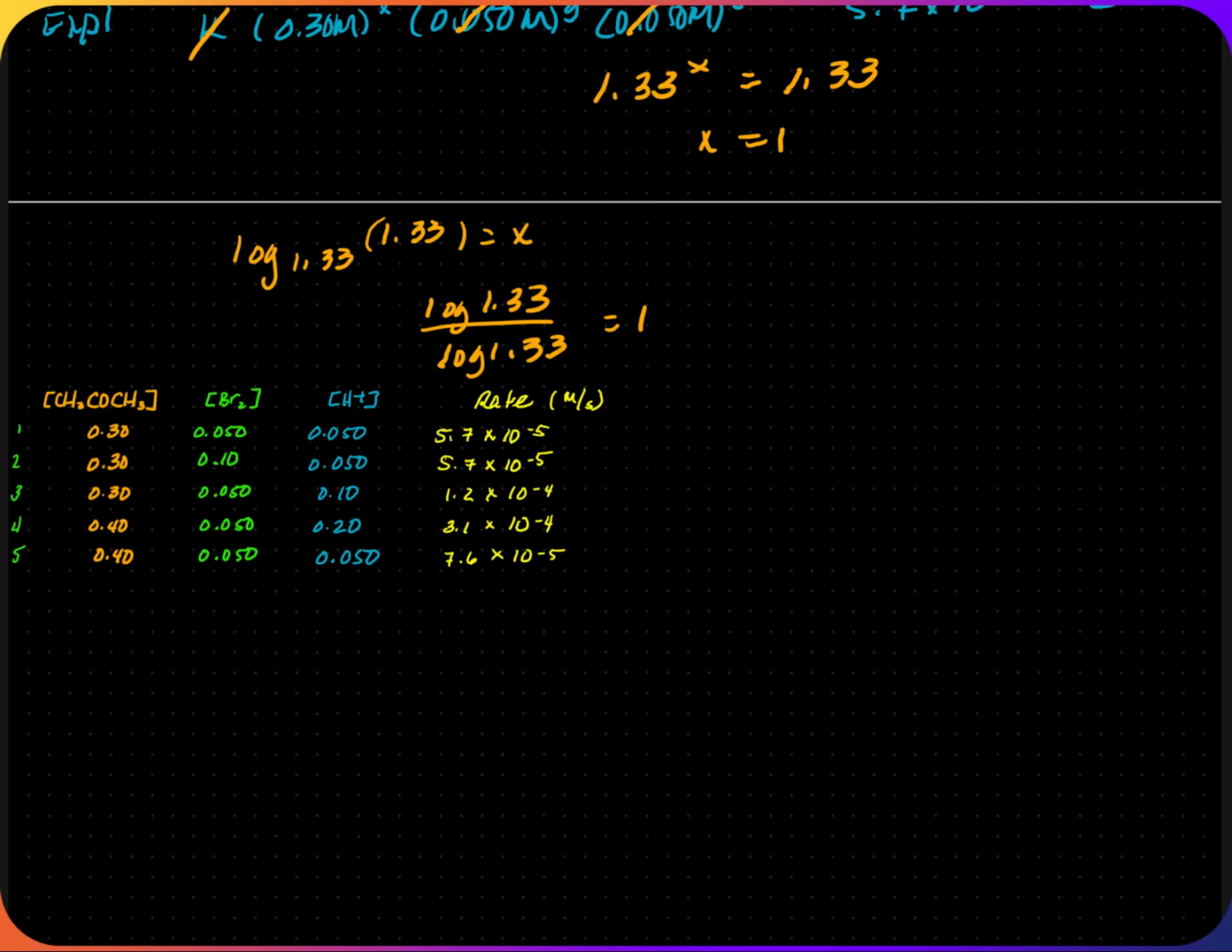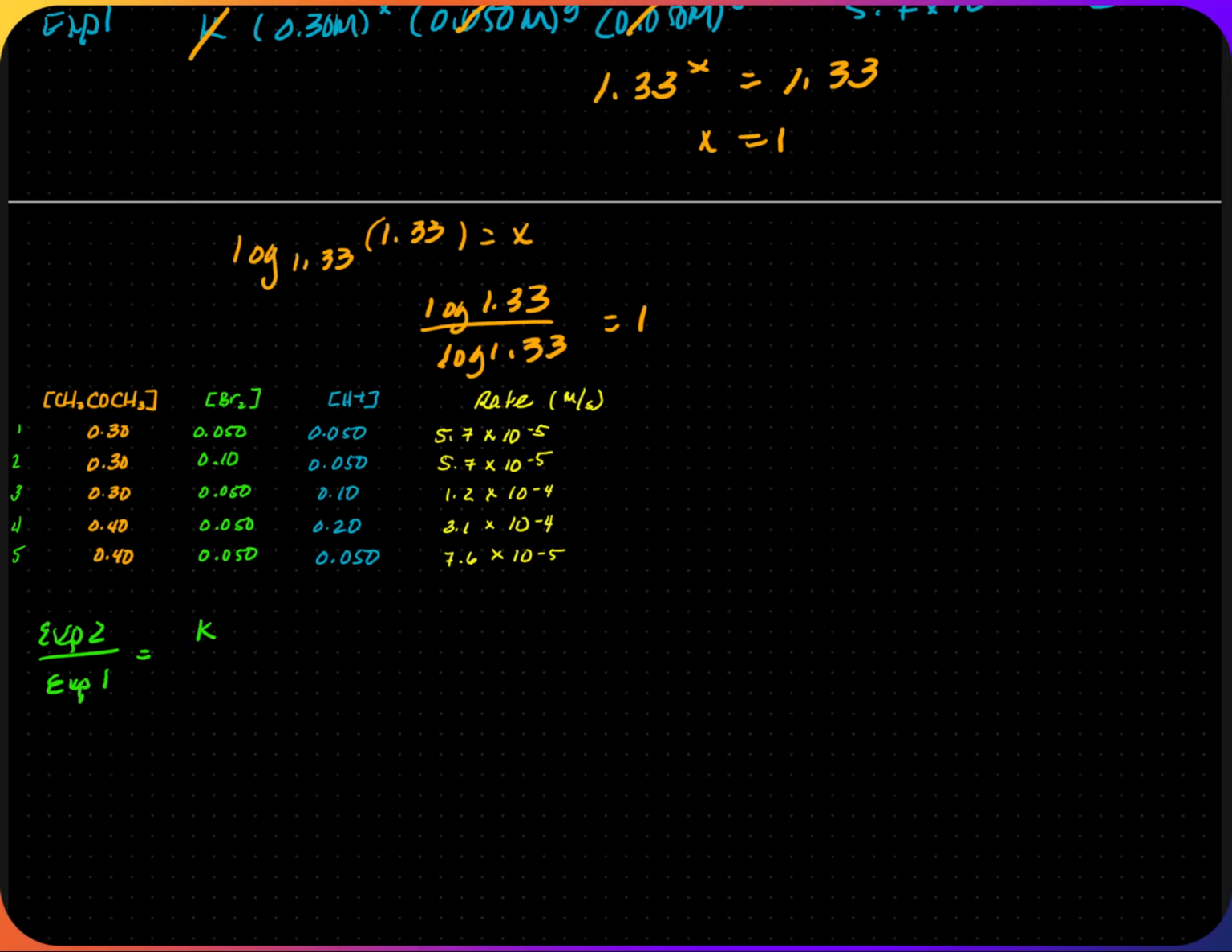So now I'm going to solve for Y. And I'm going to use experiment 1 and 2. So I'm going to put the 2 on top because it will give me a larger number. So experiment 2 over experiment 1.